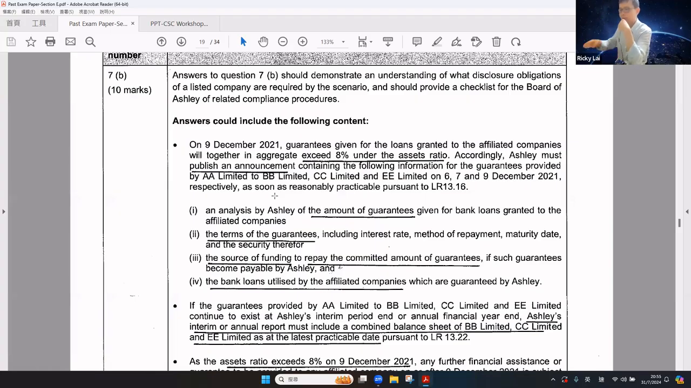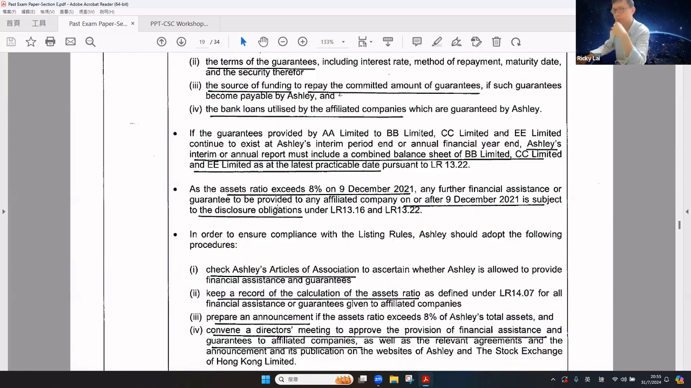The announcement should include the analysis by the listed company on the amount of guarantee given for the bank loan granted to the affiliate company, the term of the guarantee, including the interest rate, repayment method, maturity date, and the securities, the source of funding to repay the committed amount of guarantee, and the bank loan utilized by the affiliate company, which are guaranteed by the listed company.